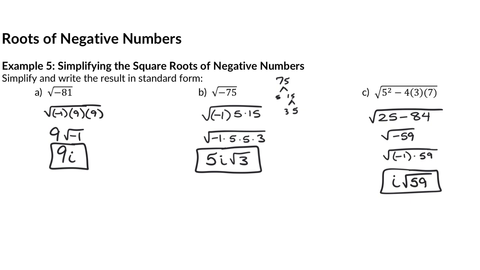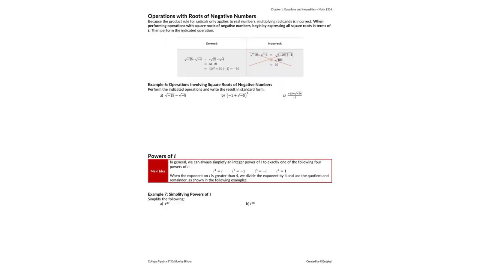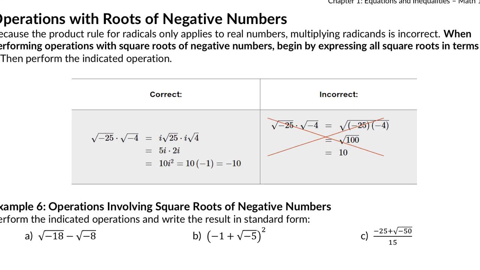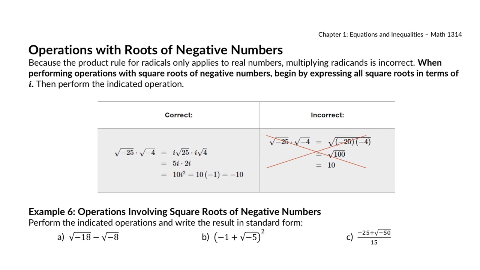But let's say something we're maybe not as familiar with is combining these square roots with negative numbers in different ways. Why is this one also not got a white background? Here we go.